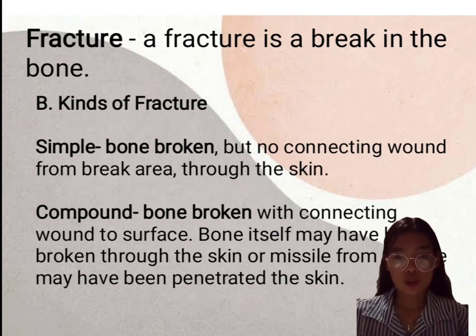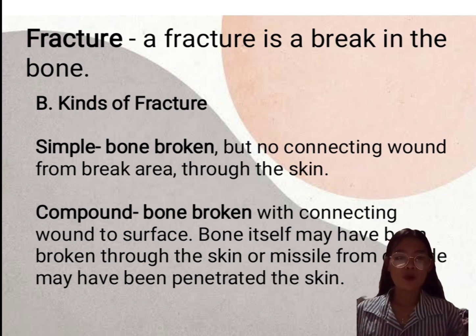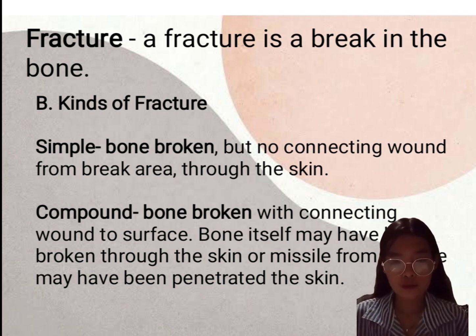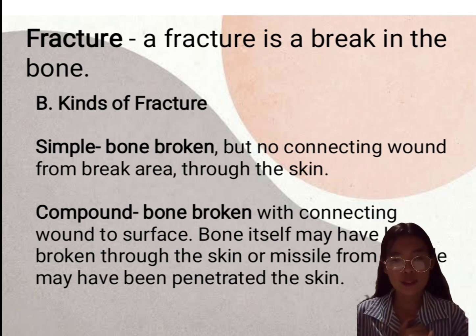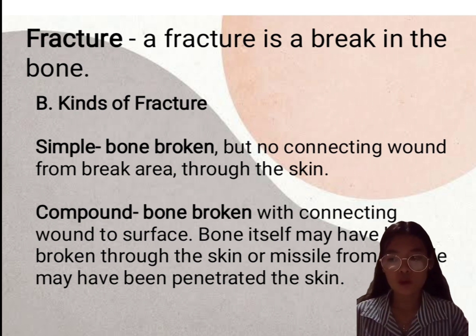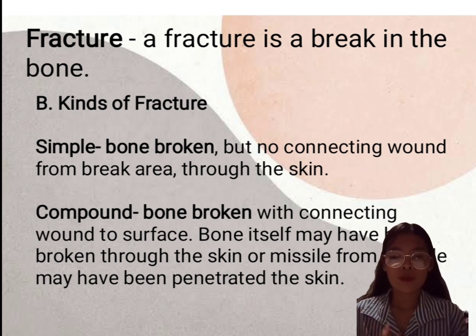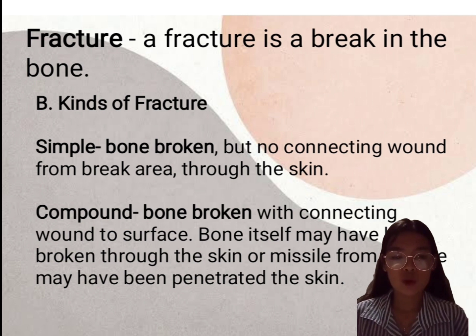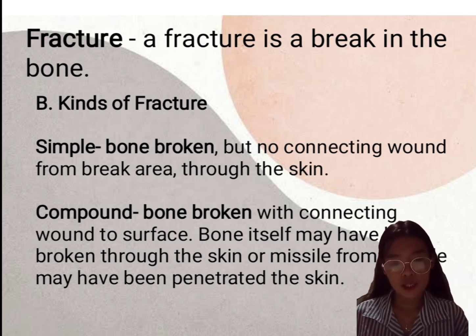Now let's proceed to fracture. So fracture, there are two types of fracture. So first is simple and the next one is compound. Now when we say simple, or what we call closed fracture, it's a bone broken but no connecting wound from the break area through the skin.